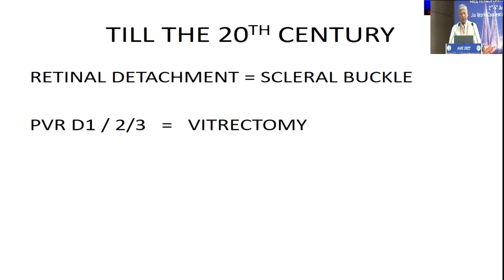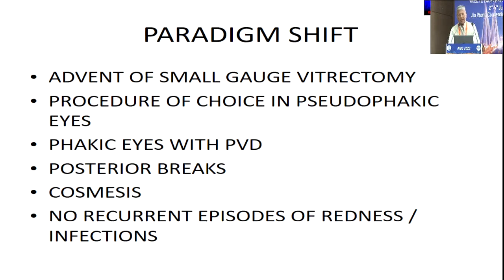Till the 20th century, retinal detachment was equal to scleral buckle. PVR D1, D2, D3 were the only ones for which we used to do vitrectomy. But what has changed? There has been a paradigm shift in the vitrectomy. You have the advent of small gauge vitrectomy. It is the procedure of choice in pseudophakic eyes, and in phakic eyes with PVD it may still be a vitrectomy. For posterior breaks, it gives rise to better cosmesis, and there are no recurrent episodes of redness and infections once the treatment is successful.